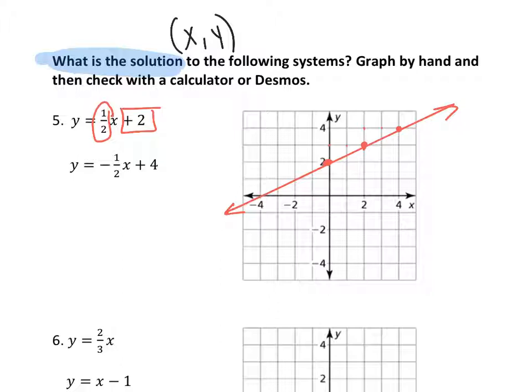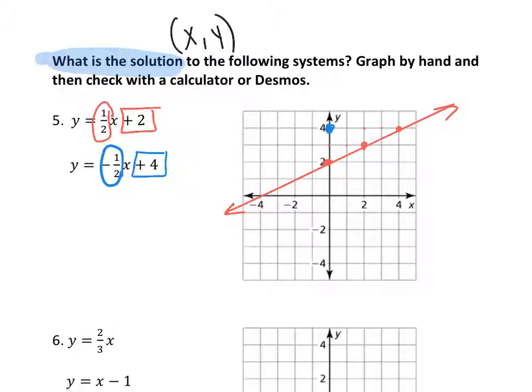What's the slope of the second line? Negative 1/2. So I want you, once you've got that other one graphed, to circle the slope of the second equation. And I want you to box the y-intercept. What's the y-intercept of the second equation? 4. Okay? Now I know where to begin, and I know how to move. Did I begin correctly? No. Oh, I did it again. This is called the y-intercept, not the x-intercept. So I'm going to start at 4.